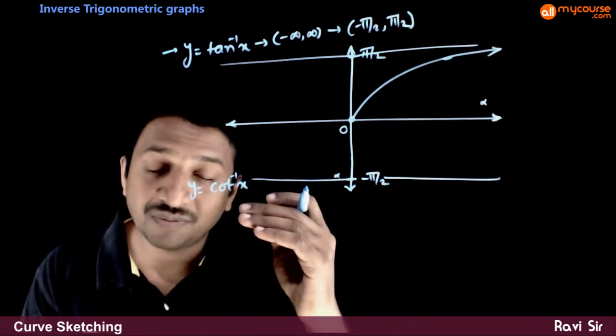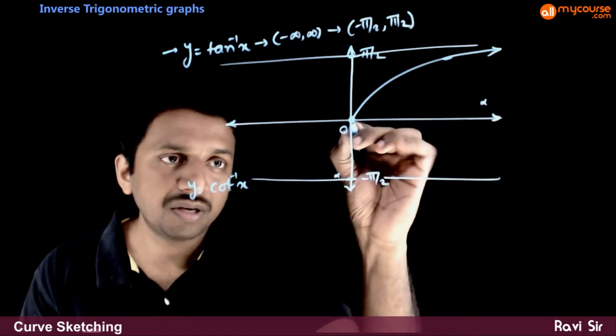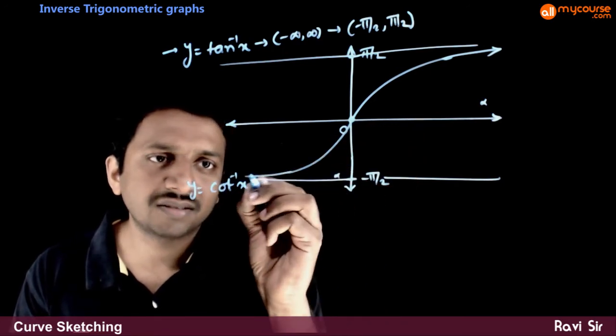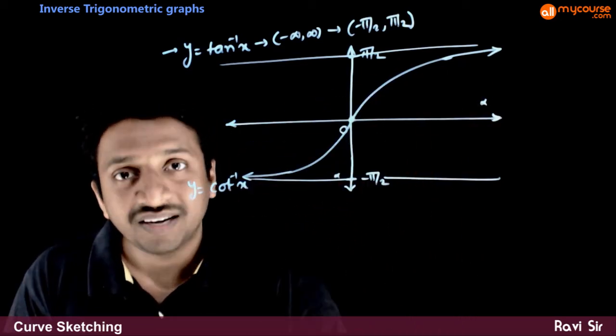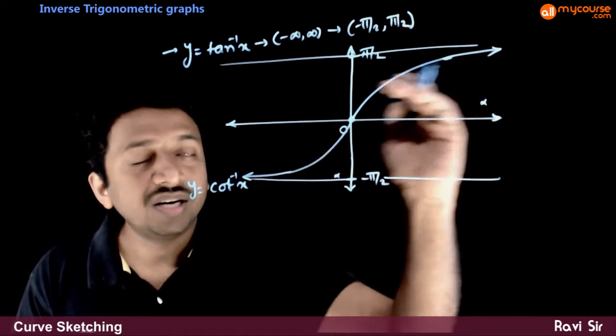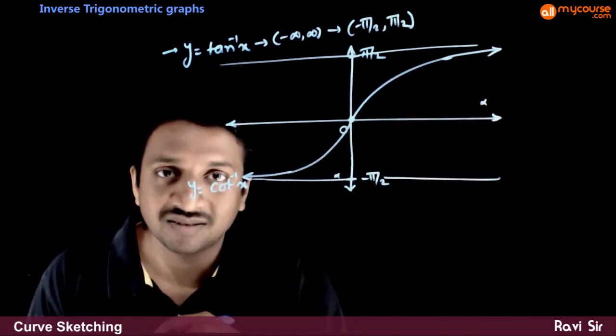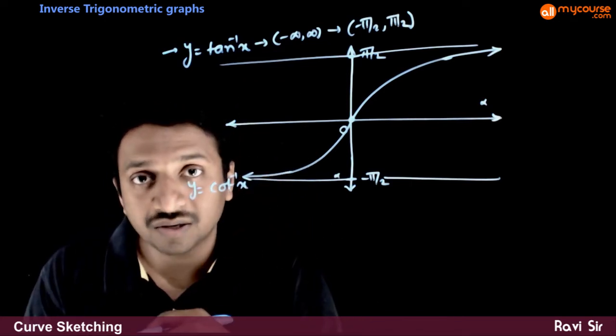It also has to asymptotically touch y is equal to minus pi by 2. It has to go like this. So this is how the graph of y is equal to tan inverse x looks like. Now how does the graph of cot inverse x look like?